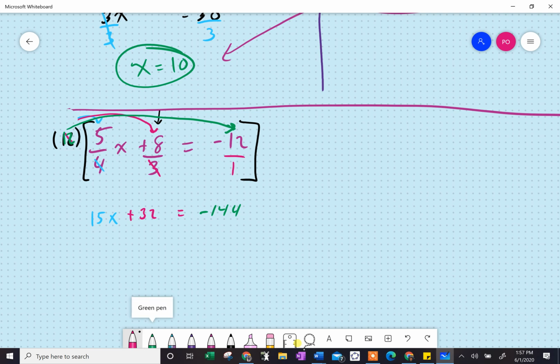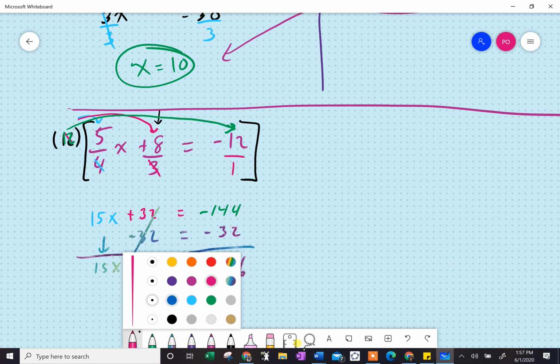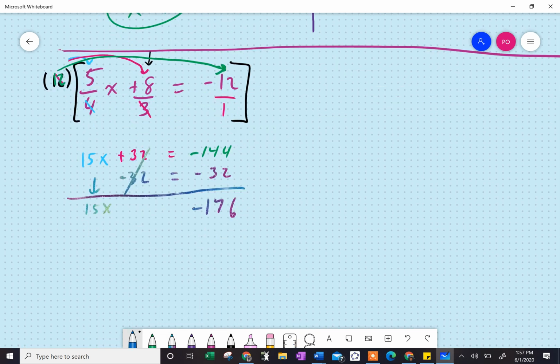The first thing I'm going to do is get rid of that positive 32. So I bring down my 15x. 32 and negative 32 is 0. Negative 144 and negative 32 is negative 176. I'm now going to divide that by the coefficient of x, which is 15.